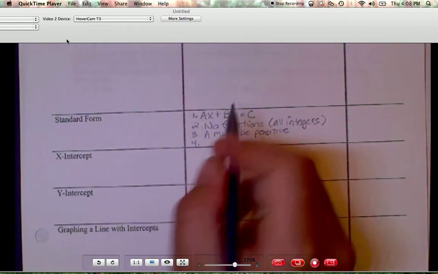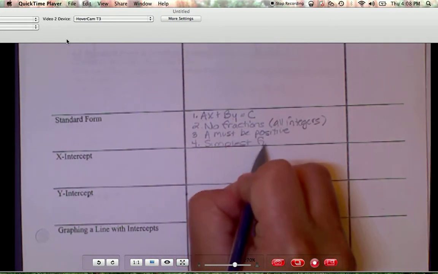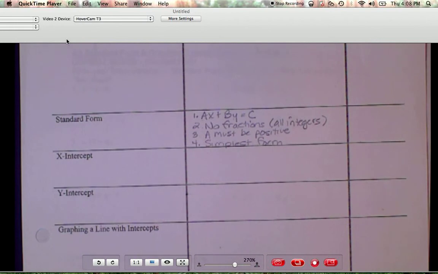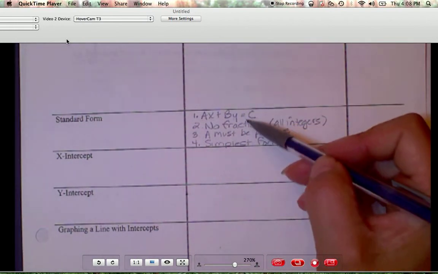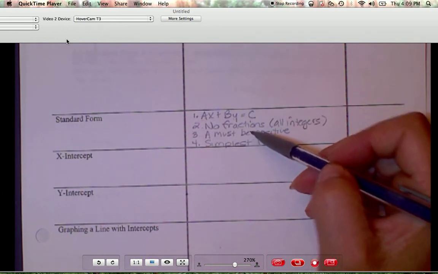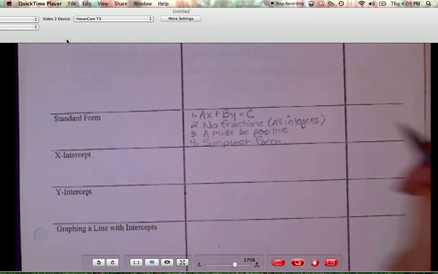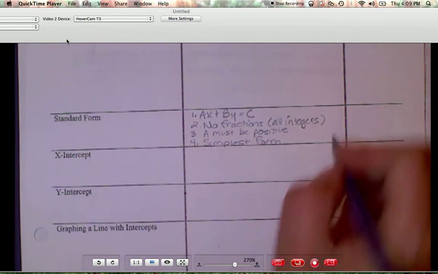And finally, number four, it must be in simplest form. So, for example, I think we can understand the order and the fact that we need to get rid of the fractions. A must be positive. We can divide everything by a negative number if we want to get rid of the negative in front of an A. But simplest form, I need to give you an example of that.